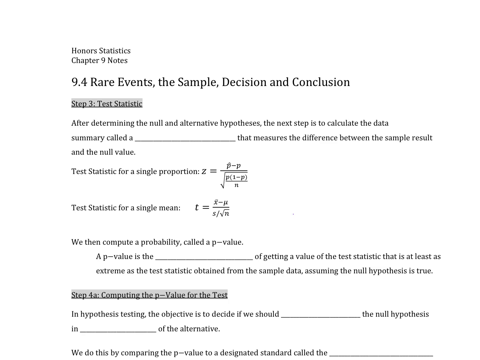Okay, step 3 is to determine, after determining the null and alternative hypothesis, the next step is to calculate the data summary called a test statistic. That measures the difference between the sample result and the null value. The test statistic for a single proportion is that formula.